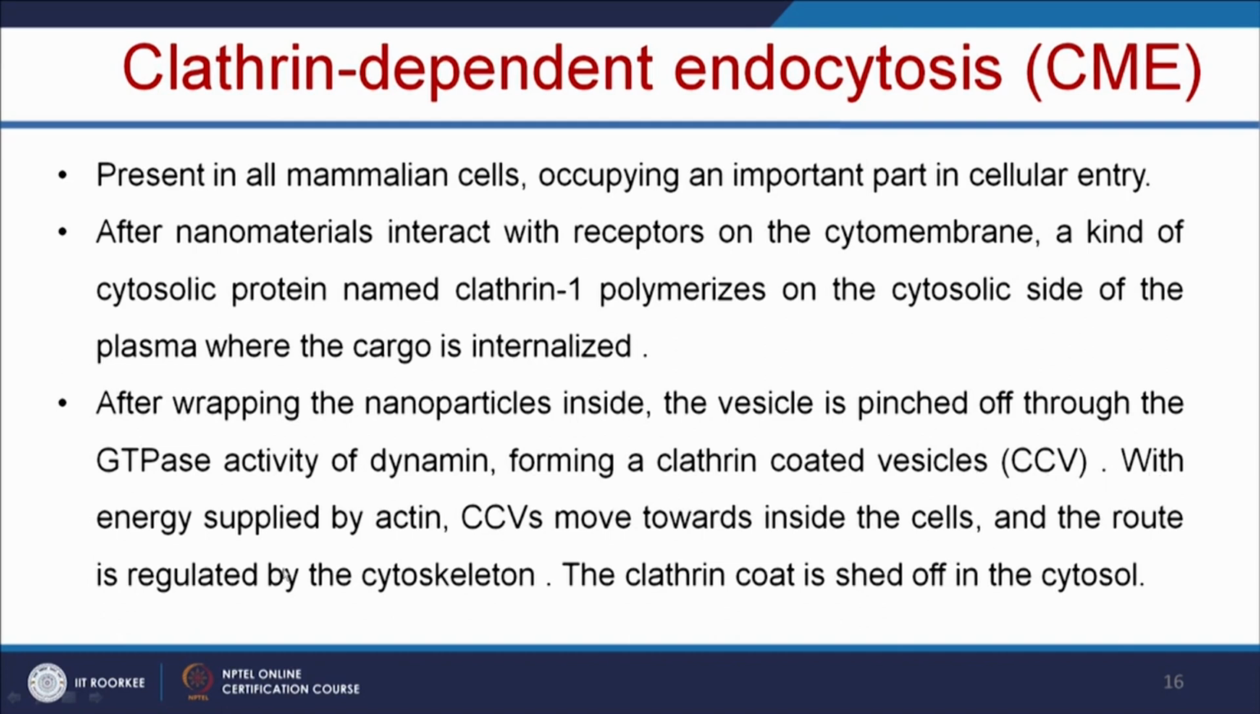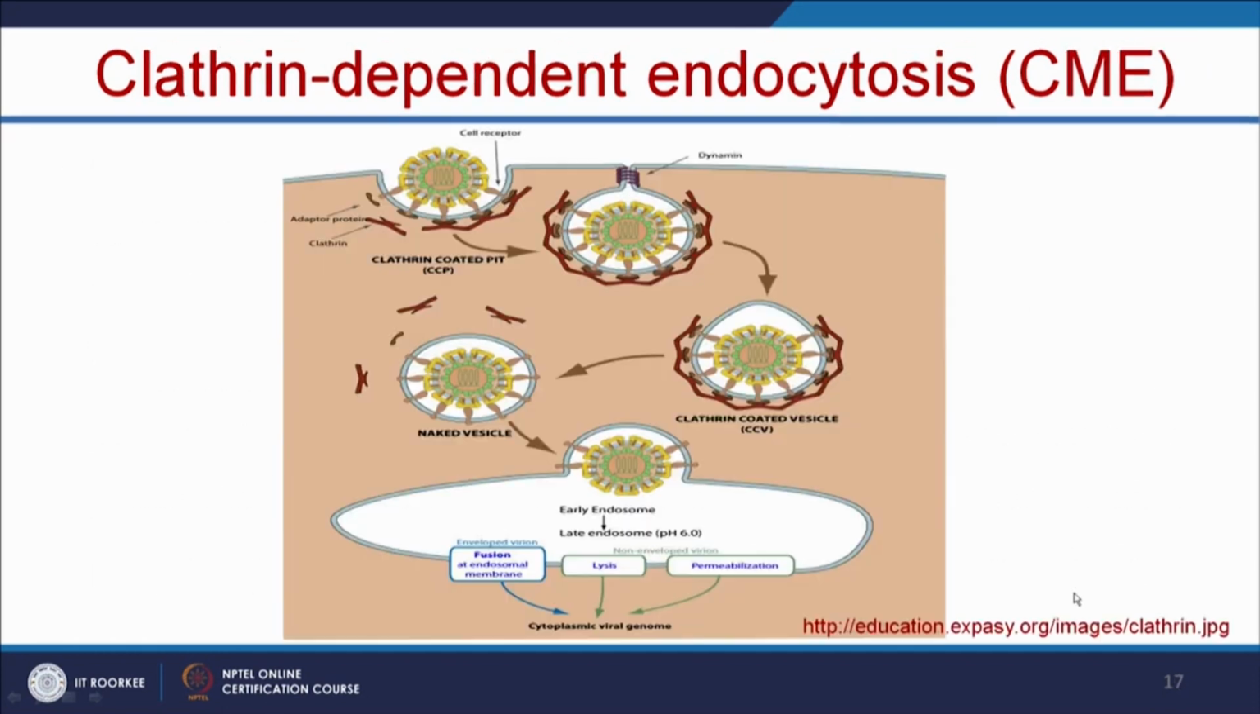So, with the energy supplied by the actin, this CCV moves towards the inside of the cell, and the route is regulated by the cytoskeleton. This clathrin coat is shed off in the cytosol to release the therapeutic molecule. You can see here this is your nanoparticle. It is coming and binding to the cell, and this is a clathrin protein attaching to the membrane and forming a clathrin coated pit, a kind of vesicle.